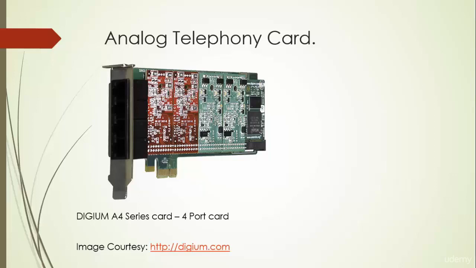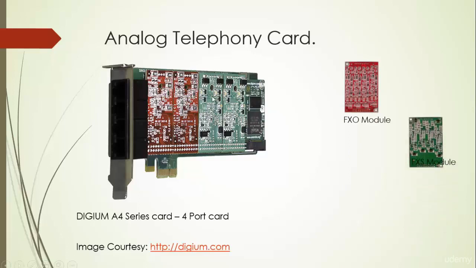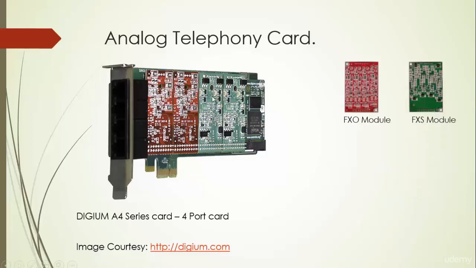As you can see on the card, there are red and green circuits or chipsets. What are these? The red one is known as FXO module and the green one is known as FXS module. What these modules do, let's try to understand that.